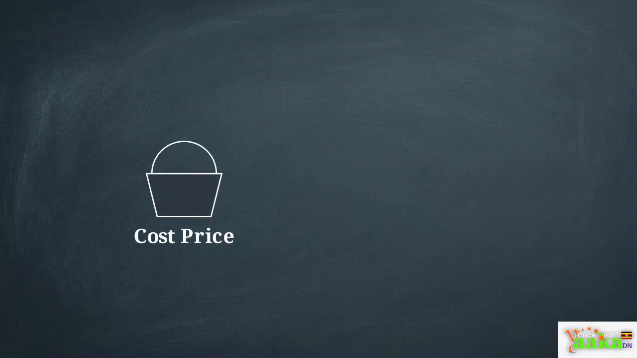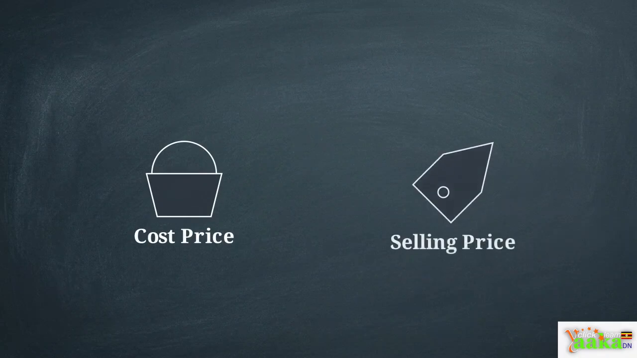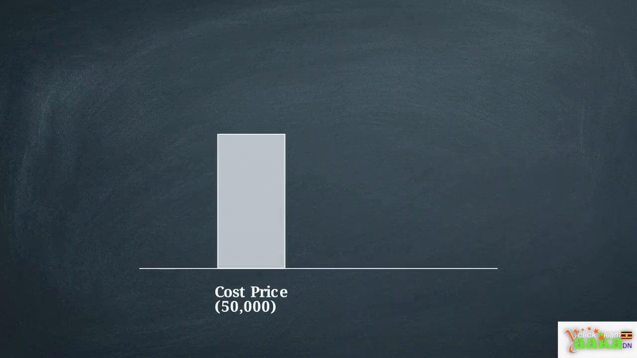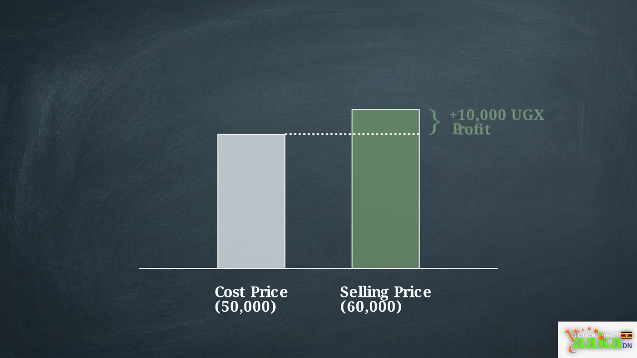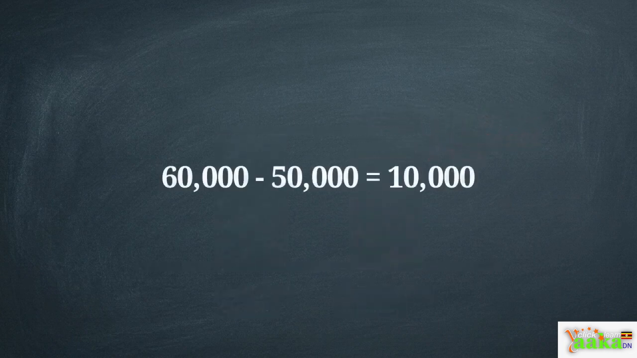The cost price is what you spend to acquire an item, and the selling price is what your customer pays you for it. This chart shows the ideal scenario. You buy an item for 50,000 shillings, and you sell it for 60,000. When your selling price is greater than your cost price, that 10,000 shilling gap is your profit. If the reverse happens, you take a loss.